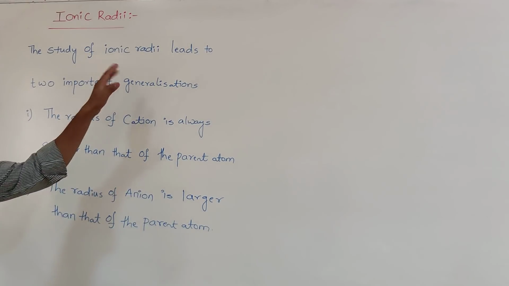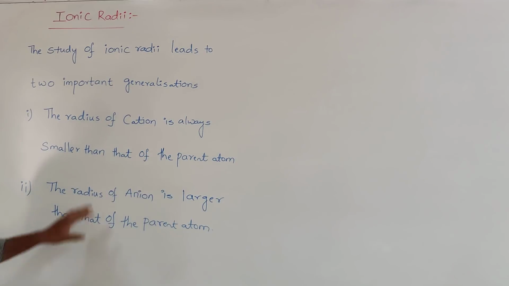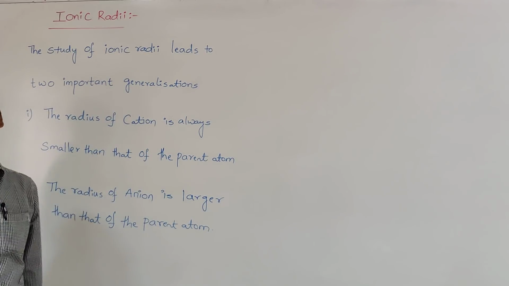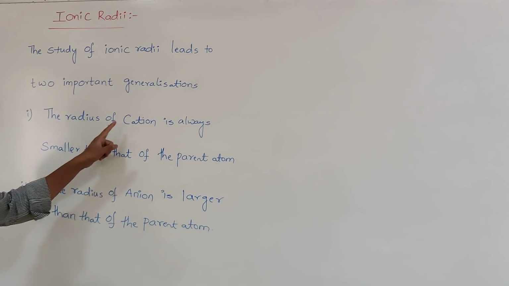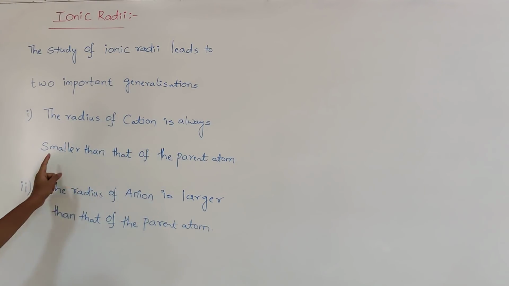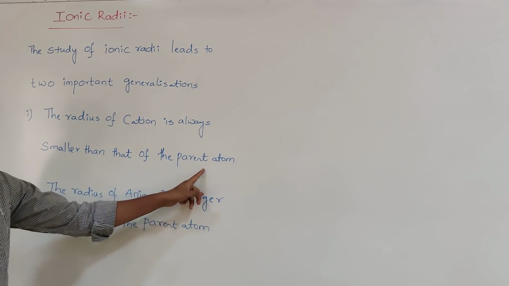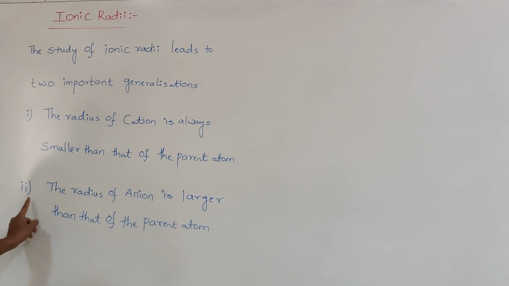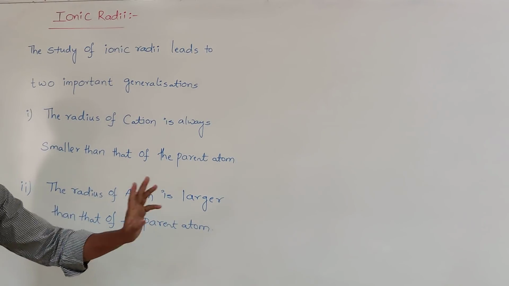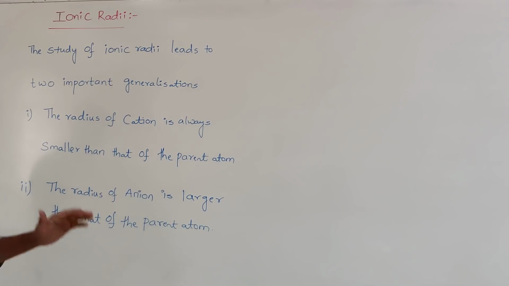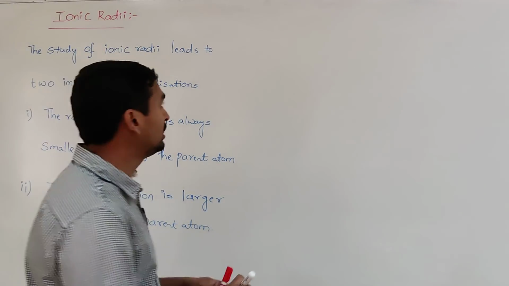The study of ionic radii leads to two important generalizations. What are they? The first one is that the radius of a cation is always smaller than that of the parent atom. The second one is that the radius of an anion is larger than that of the parent atom. What do we mean by that? Let us discuss one by one. First, go to the first one.